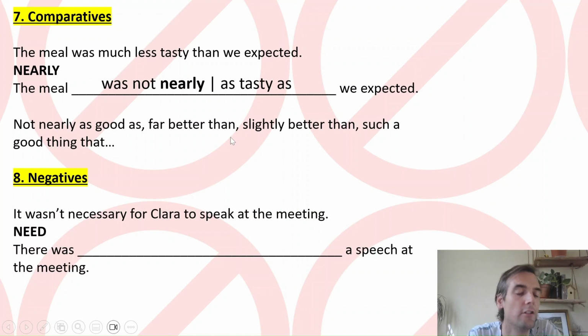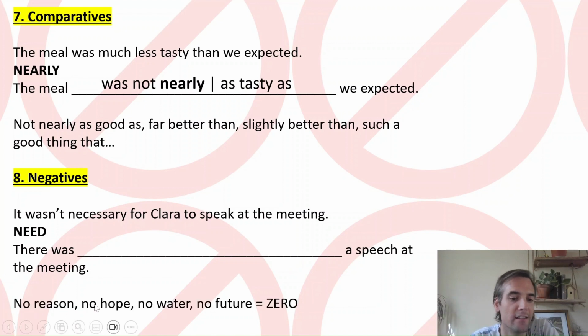Then negatives. Another common one you get on the exam is negatives. But again, it's not just I play, I don't play, he didn't play. No. The common negative that I see a lot on the exam is where we use what I call the zero negative, where we're saying absolutely zero. If it wasn't necessary, then there was, well, how much need was there? Zero. And we say no reason, no hope, no water, no future. These mean there is zero reason, there are zero reasons, countable, uncountable.